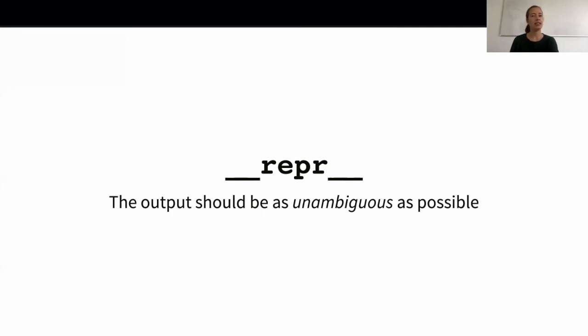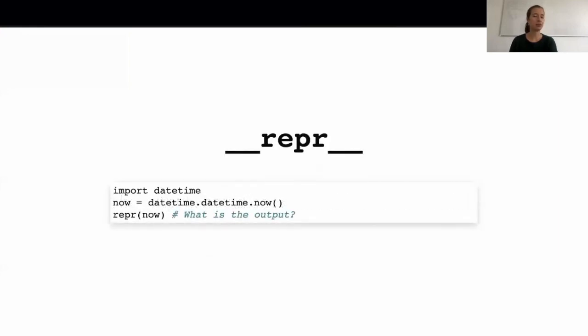If possible, dunder repr should return a representation of the instance that can be used to recreate it. What this means is nicely illustrated by looking at a datetime example. For those of you who don't know the datetime module, it can be used to manipulate dates and times, basically. In the example shown here, we import the datetime library and use its datetime.now method to compute today's date and time, and then we call repr on it. Take a second to think about how the object should look to really get an unambiguous representation of the object.